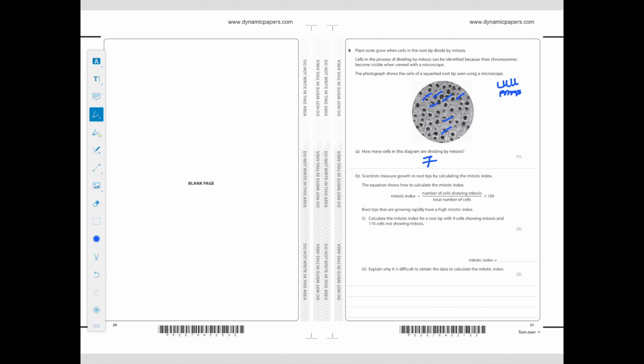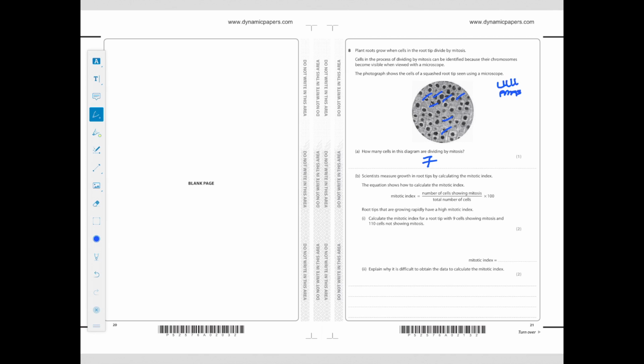Scientists measure growth in root tips by calculating the mitotic index. The equation shows how to calculate the mitotic index. Mitotic index is given by number of cells showing mitosis divided by the total number of cells times by 100. Root tips that are growing rapidly have a high mitotic index. Calculate the mitotic index for a root tip with 9 cells showing mitosis and 110 cells not showing mitosis.